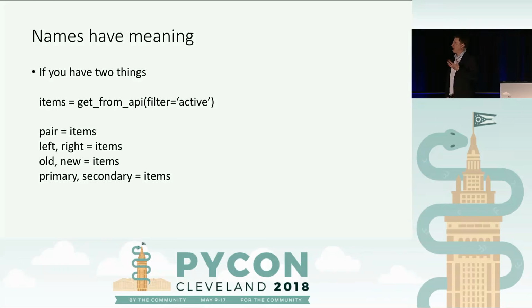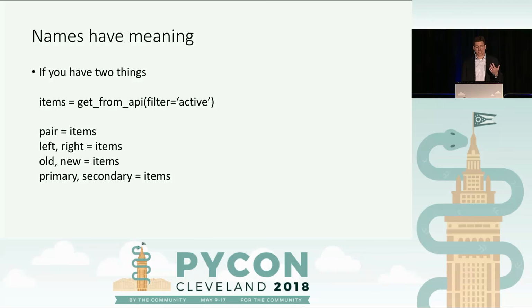Ordinality. So how many things are there? You can use variable names to tell the reader something useful about the return value from a function, get from API. Get from API could be returning anything. But if you can immediately tell the reader something about what was returned, do. Pair equals items. That's a promise to the reader that there's a pair of things that was returned. That's a pretty good name.